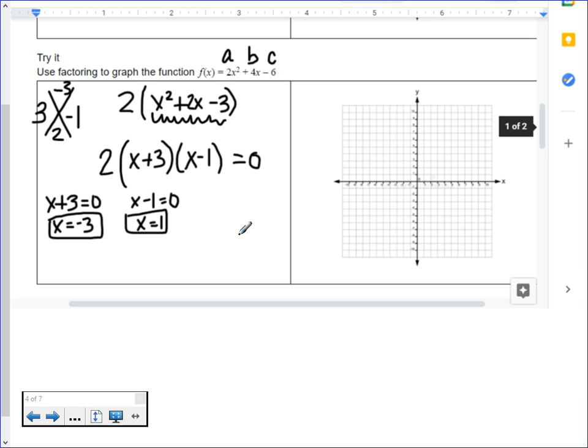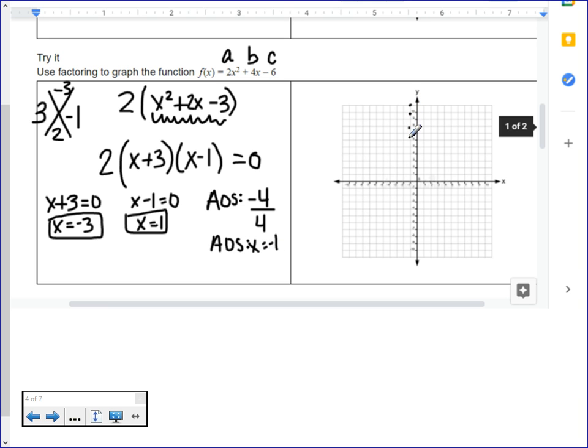What this means is our parabola crosses the x-axis twice. You want to find the axis of symmetry. To find your vertex, you would do the opposite of B. B is 4, so what's the opposite of 4? And then over to A, which is 2 times 2, which is 4. So the axis of symmetry is going to be at x equals -1.